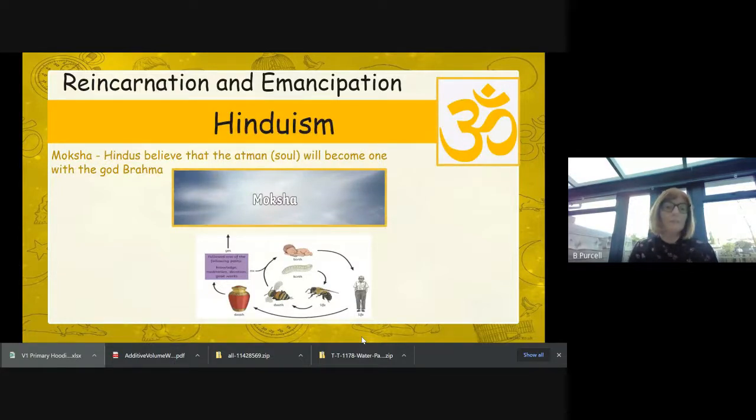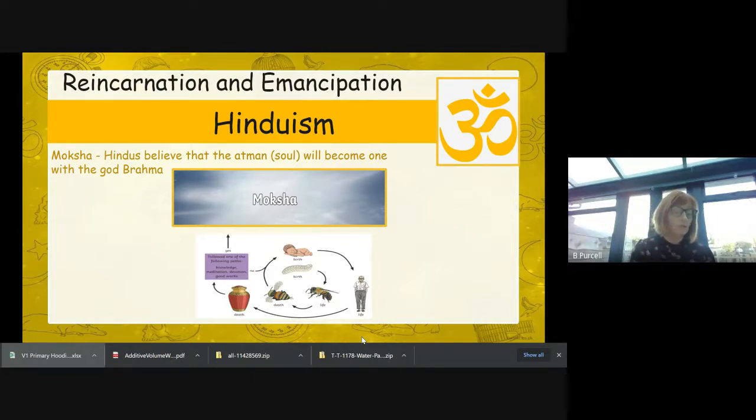Hinduism. So Hindus believe in moksha. They believe that Atman, the soul, and we've talked about the soul in our previous learning, so a similarity between the Dharmic and the Abrahamic religions is that they believe in a soul, and they believe that your soul will become one with the god Brahman.